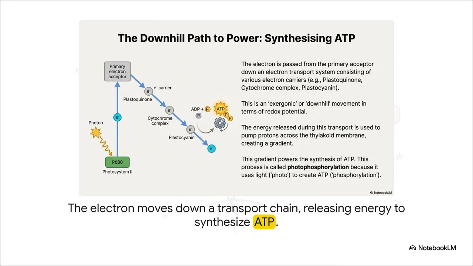So what about that energized electron? Well, it doesn't just hang around. It gets passed down a chain of proteins, kind of like a hot potato. And as it moves downhill from one protein to the next, it starts losing that energy it got from the sun. But that energy isn't wasted. The cell harnesses it to build our first chemical battery, a molecule called ATP. You might have heard of it. It's the universal power source for pretty much all life.